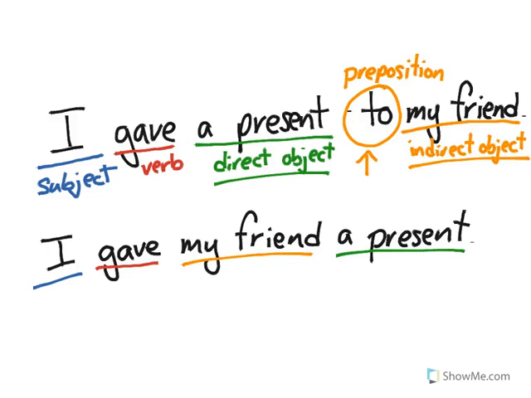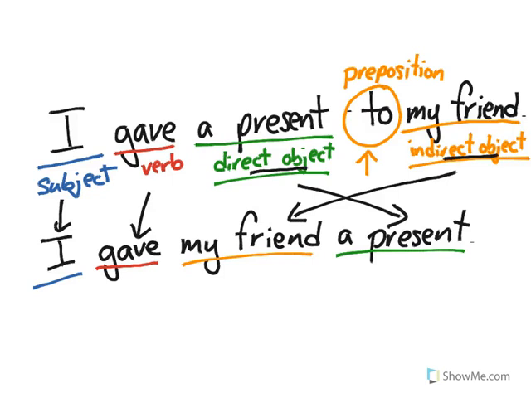So how did we make this? Well, the subject is the same. The verb is the same. And all I did was change the positions of the direct object and the indirect object. And one more thing, don't forget the preposition. I just took out the preposition. Here's another example.